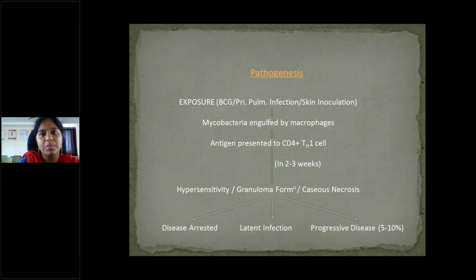So all these three can again go into either form of disease, based, as I told you, on the immunity and the patient's previous vaccinations or previous health. The disease can be stopped at this point, or it can go to a latent phase, or the disease can progress. This progression occurs in 5 to 10% of total cases who are infected or exposed to the organism.